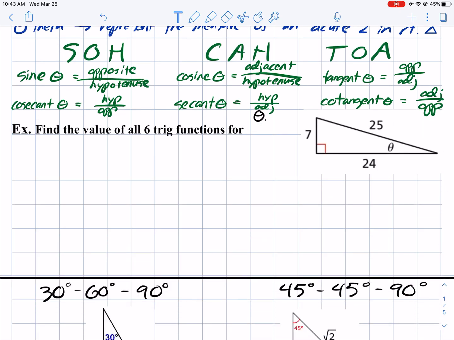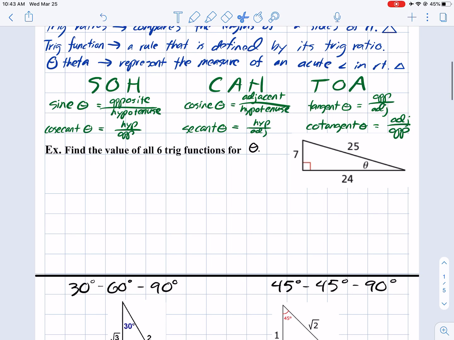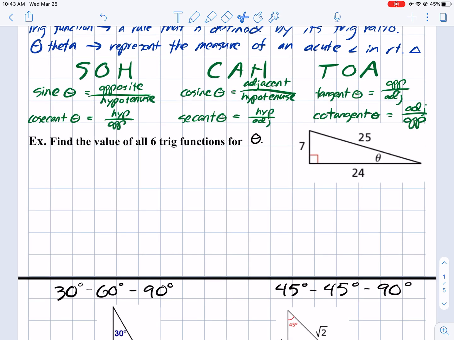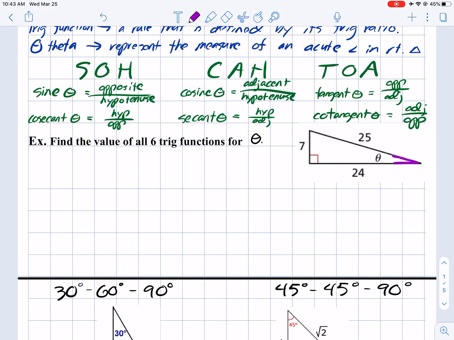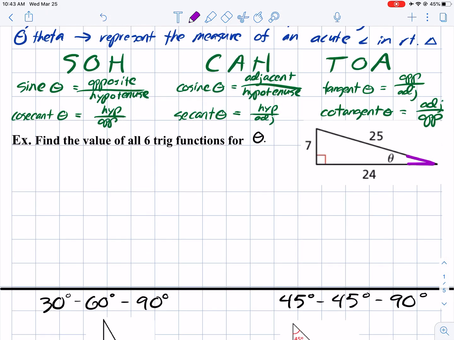You guys got those written down? We'll go ahead and find all six trig ratios for theta, and theta is this angle right here. And really what you need the most practice with is identifying where's opposite, where's adjacent. Hypotenuse is always the side opposite of the 90-degree angle.